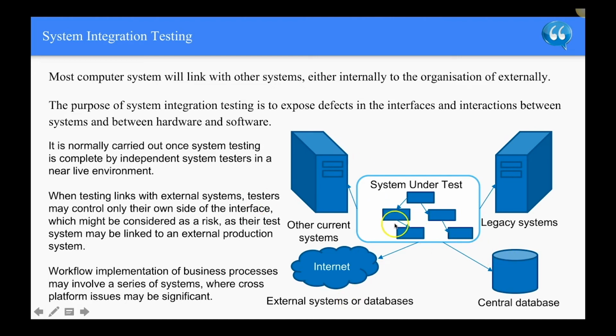So here's an example. The system under test has been developed, but you might connect with a legacy system, an old system. So there's a connection between them. There will be other current systems. There will be external connection over the internet, so external systems or other databases. There will be a database internally as well. So the tester will be testing all the boundaries, all the ins and outs of the system under test.